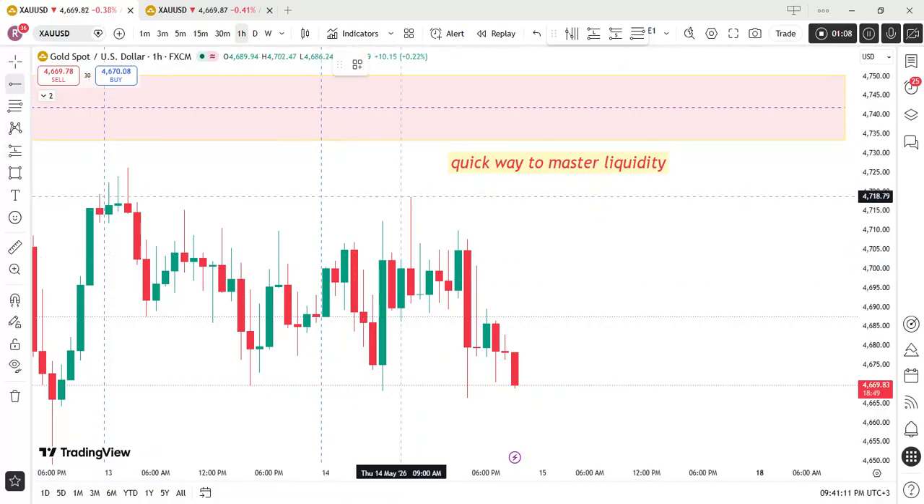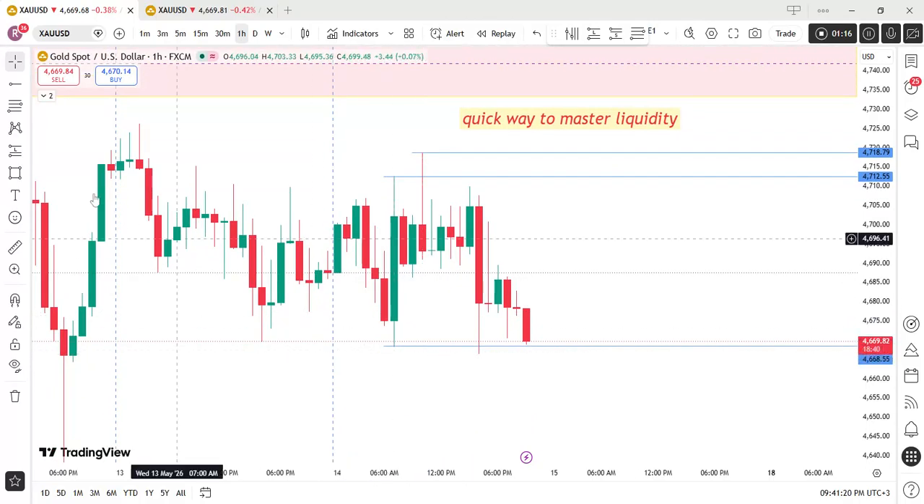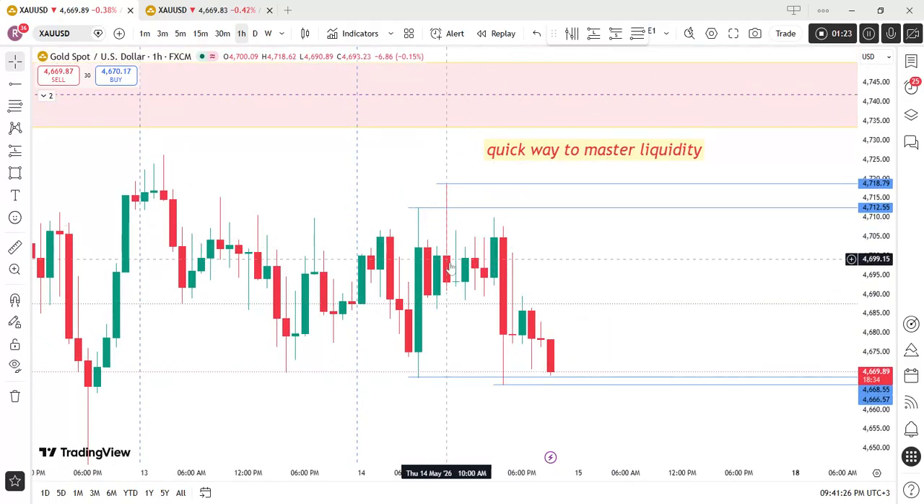We have swing highs like this one. This is a swing high. This is also a swing high. This is liquidity. This is a swing low down there. This is also another swing low. This is also liquidity. So this is on the hourly time frame.